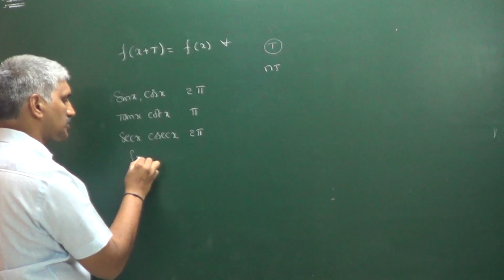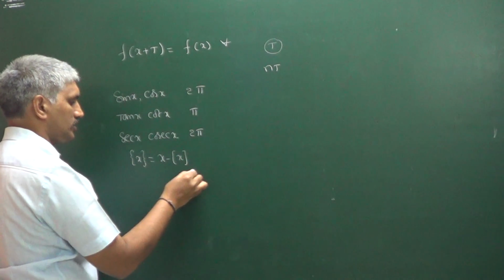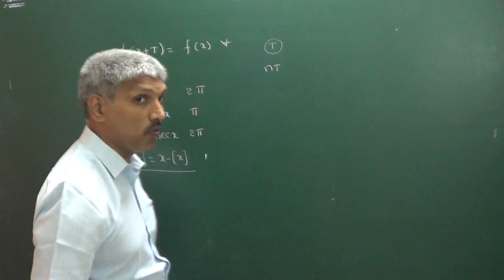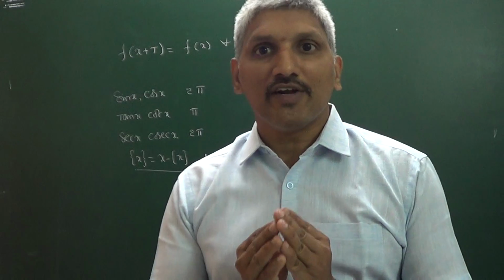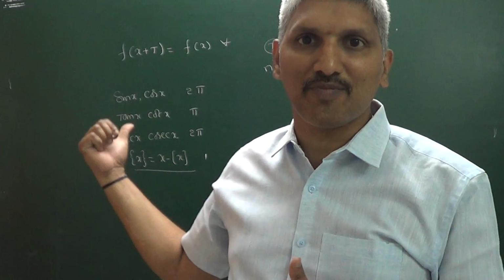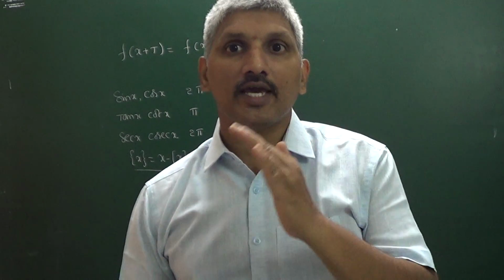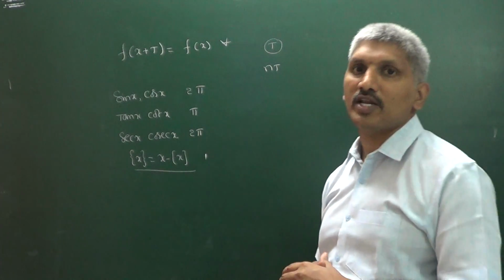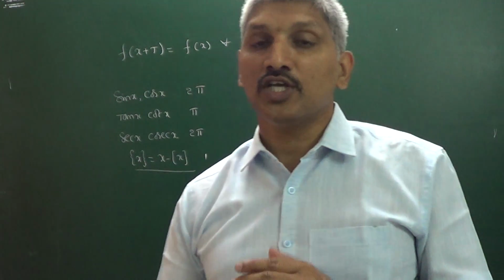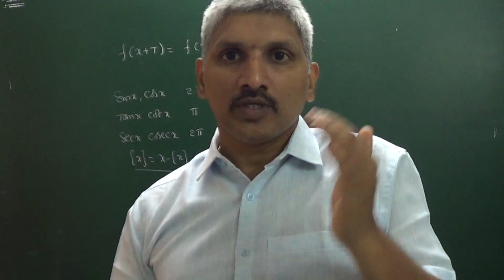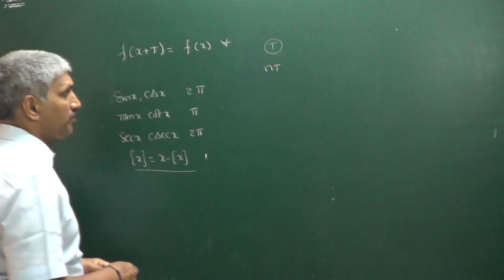At the same time, the fractional part of x, which is nothing but x minus the integral part of x, is a periodic function with the period 1. So what is the geometrical meaning of the period of a function? When we say a function has period 1 or period 2 pi, it means that for every T units of length the same graph repeats. That is the geometrical meaning of the period of a function.